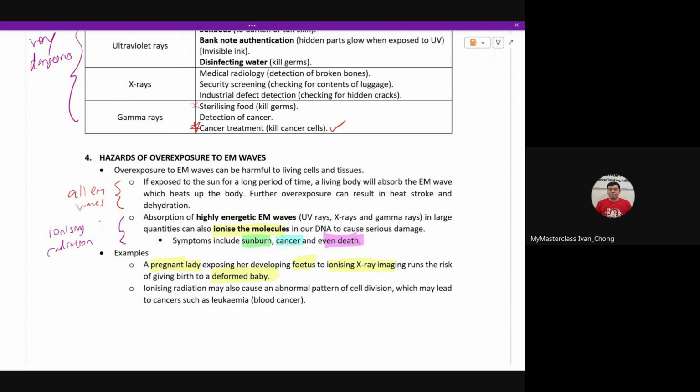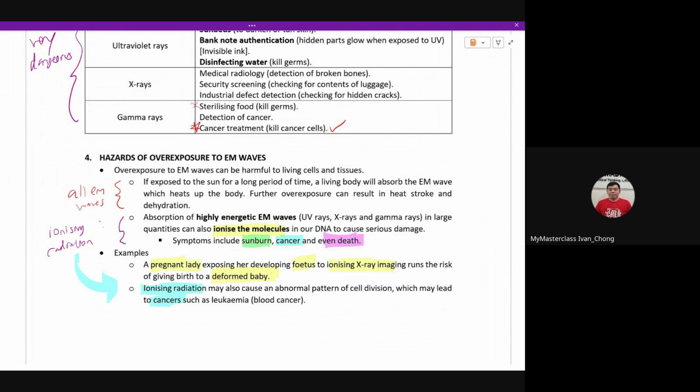Okay, and take note, your ionizing radiation will cause cancers. So even your blood can also have cancer. You can have blood cancers, your white blood cells are not producing as much, etc., etc.